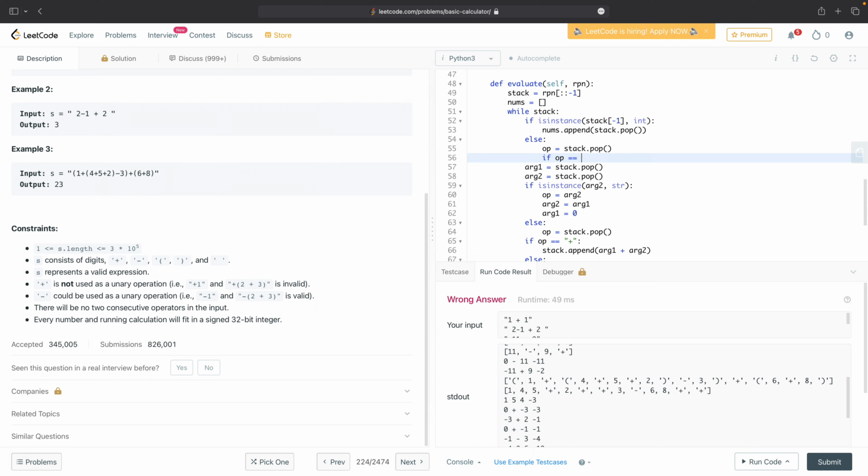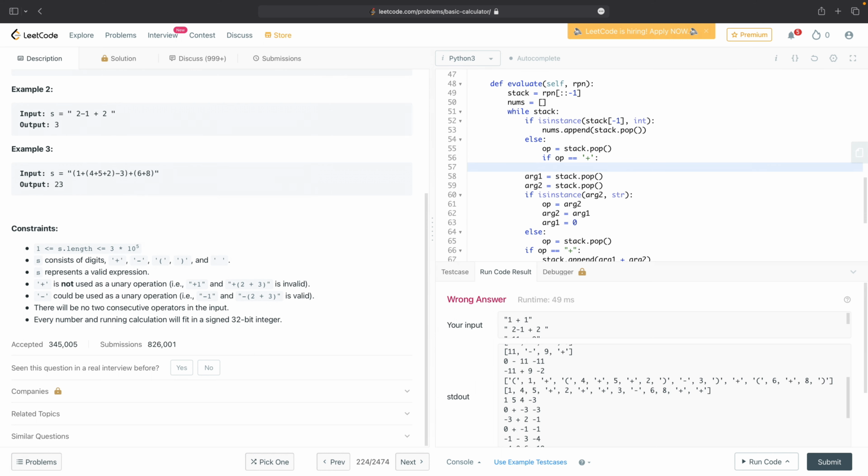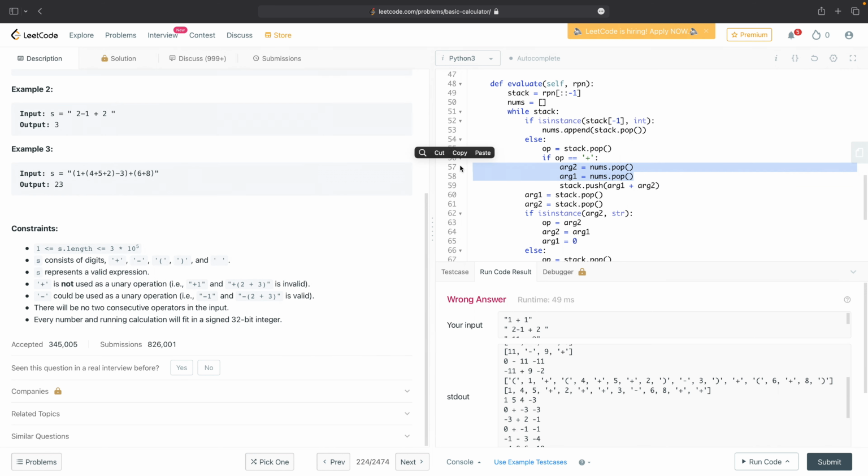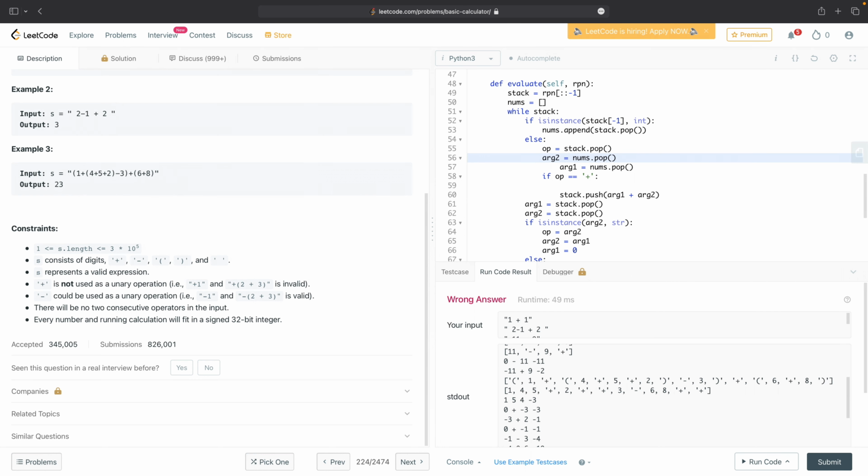If op equals plus, arg2 is nums.pop, arg1 is nums.pop, stack.push arg1 plus arg2. In fact, this is true no matter what op we're doing, so that can actually live there. This editor is terrible. Else stack.append, not push.